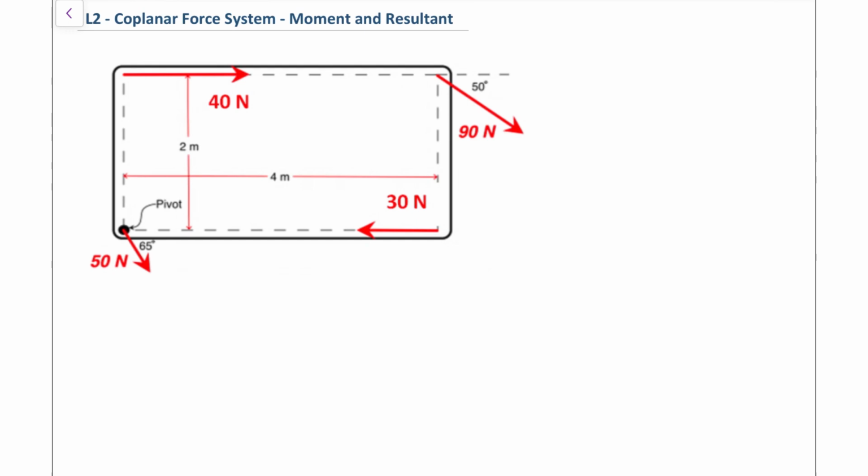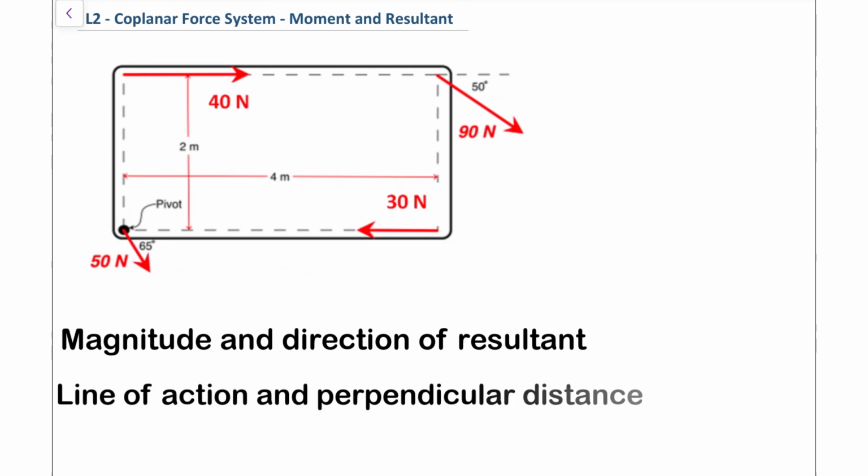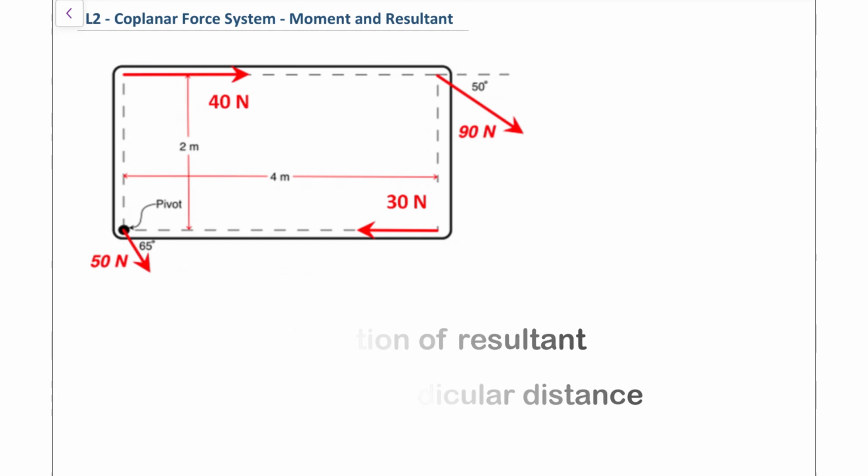So here we have a coplanar force system, and what we intend to do with this system is to calculate the magnitude and the direction of the resultant force. And in addition, we want to find exactly where that line of action will be and the perpendicular distance of the line of action from the pivot point.